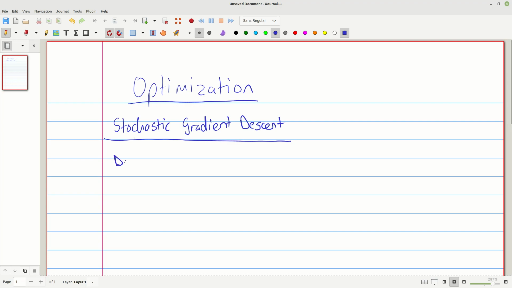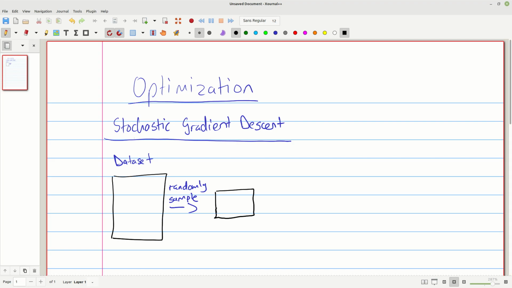So imagine we have a data set here. So I'm given a data set. What stochastic gradient descent says is that we should randomly sample a single element from this data set, technically, but here, let's just say randomly sample a mini batch, right? So we're going to randomly sample a mini batch.